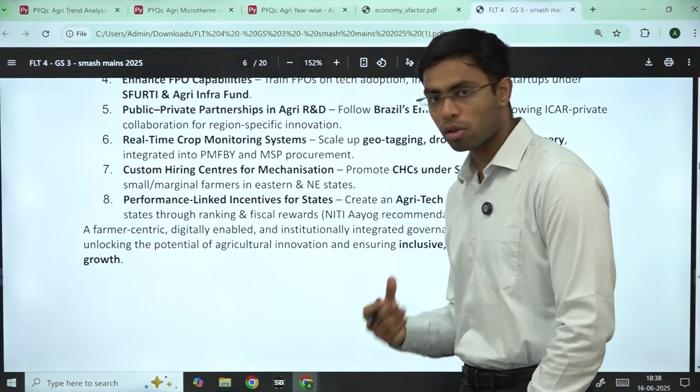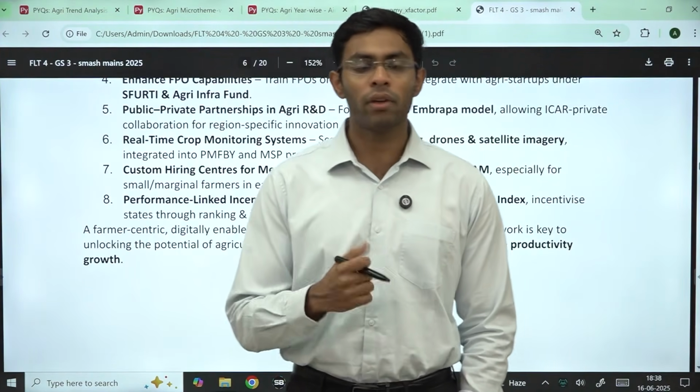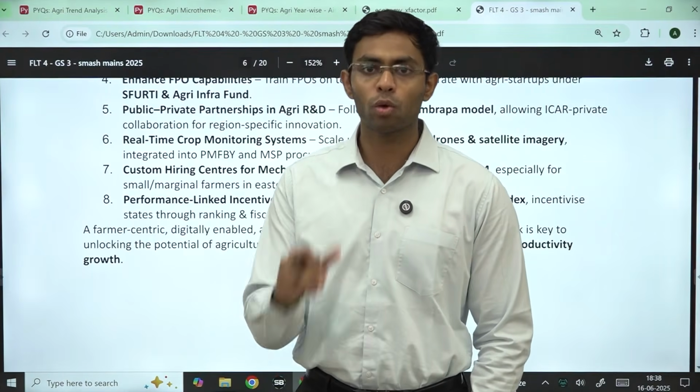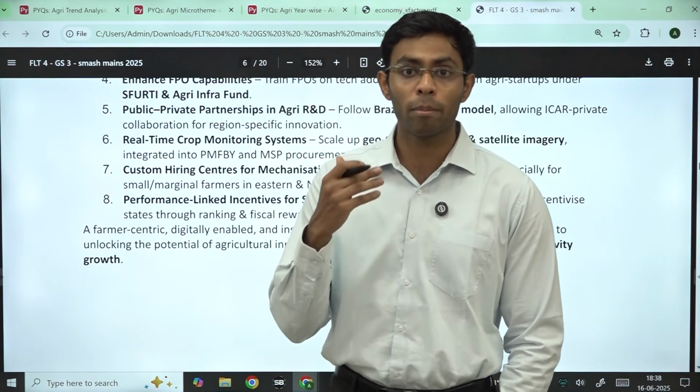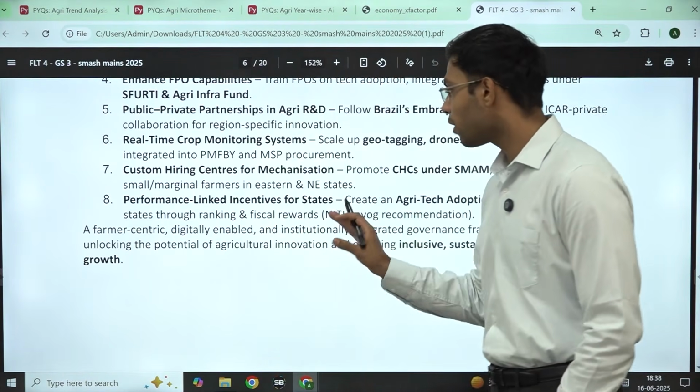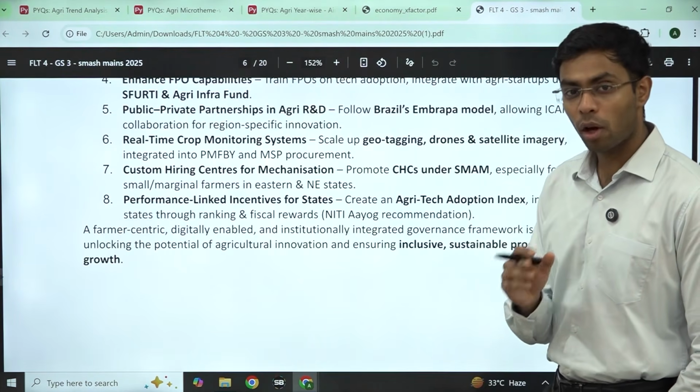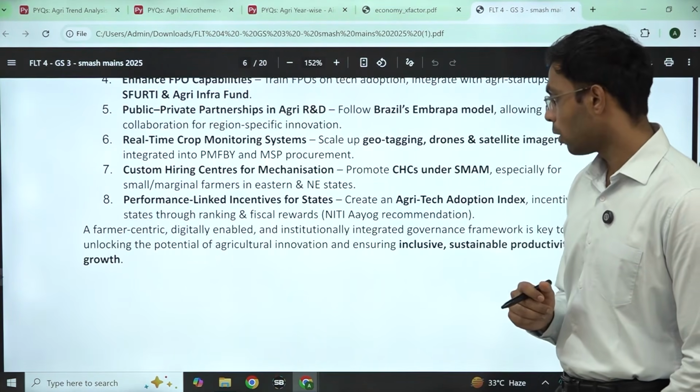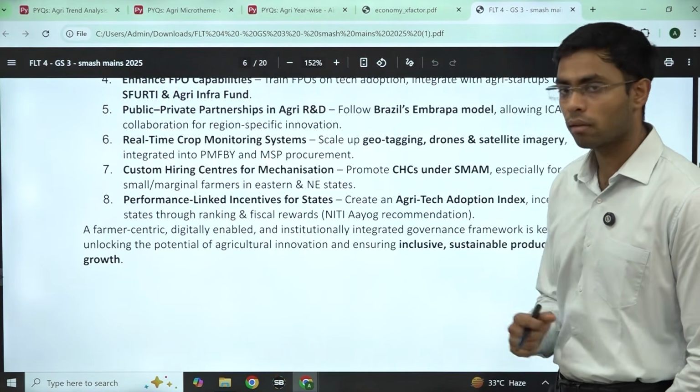Panchayats are the grassroots level of democracy, right? We cannot actually make good changes unless we go down to the levels of the grassroots and implement those changes. So always mention that factor as well. It will give your answer a nice touch, and it'll be a very realistic answer. That's what I feel, right?